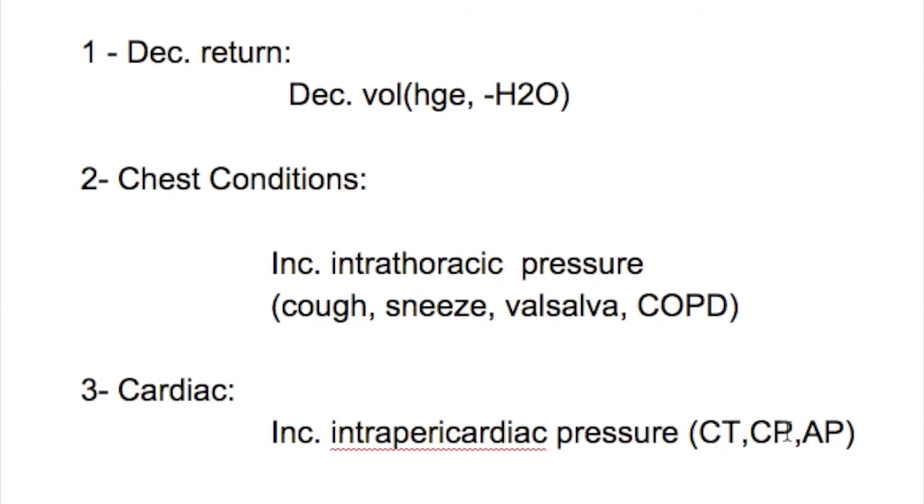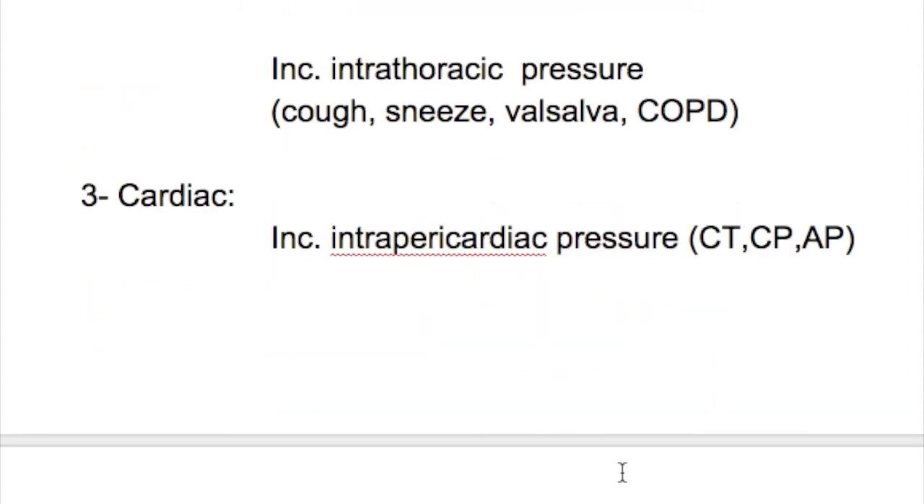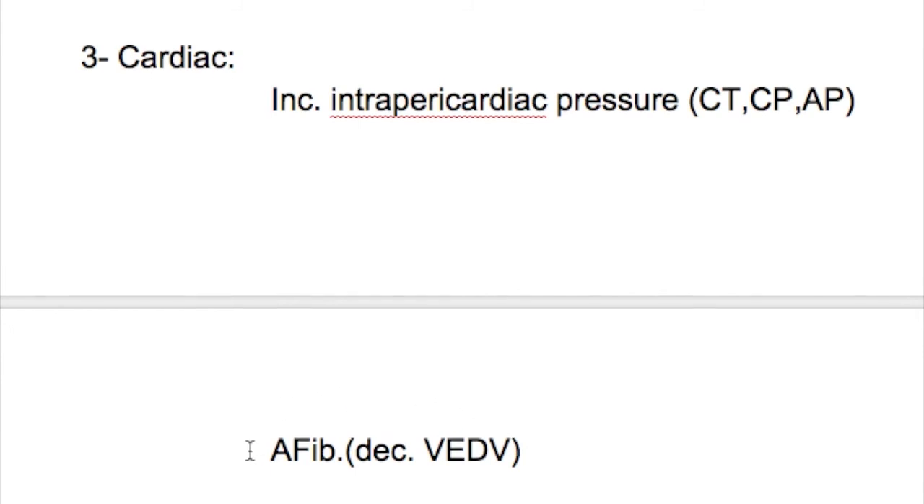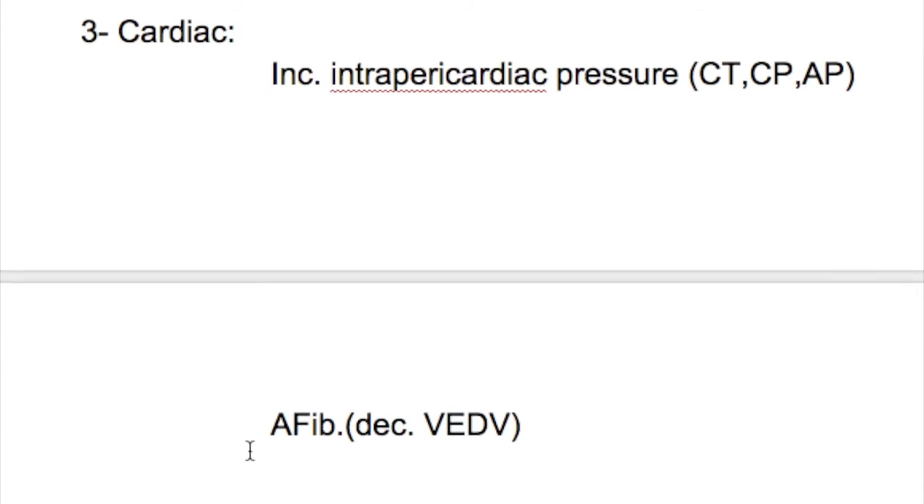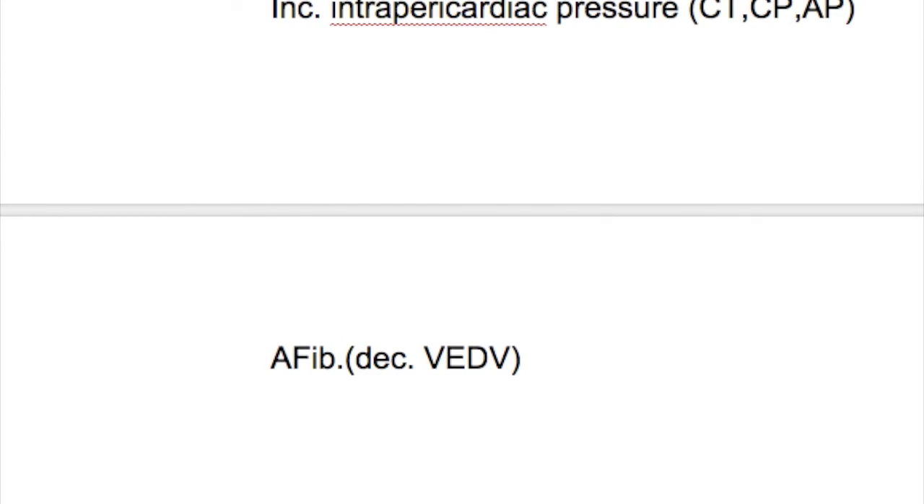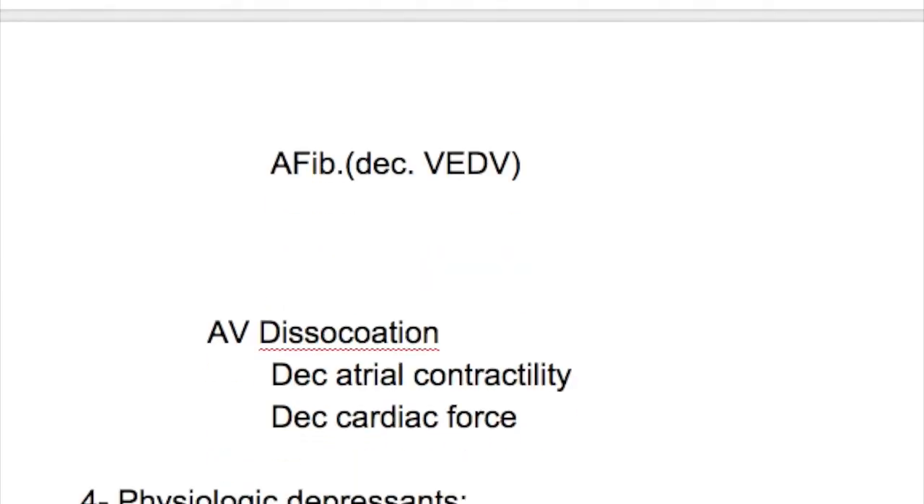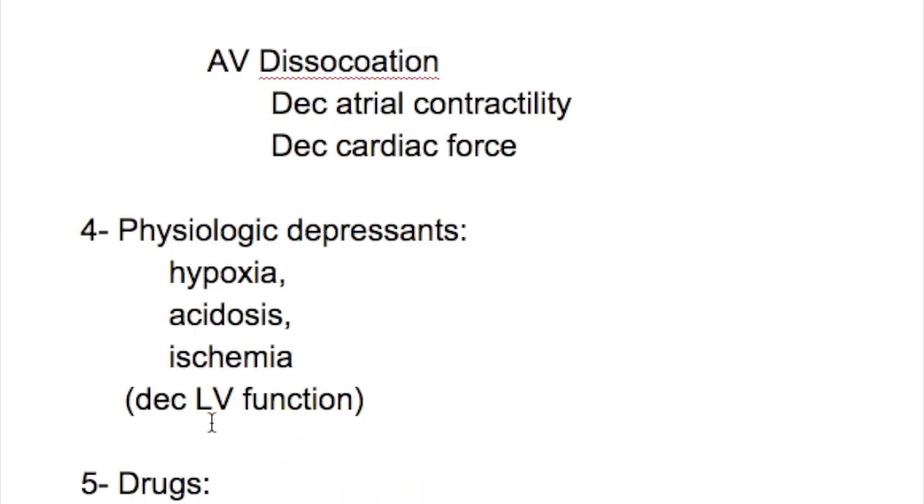The cardiac conditions that decrease the end diastolic volume or the workload are increased intrapericardial pressure, cardiac tamponade, constrictive pericarditis, and acute pericarditis. The other conditions are atrial fibrillation, which decreases the ventricular end diastolic volume, AV dissociation, decreased atrial contractility, and decreased cardiac flow. Physical depressants that decrease the end diastolic volume or the workload are hypoxia, acidosis, and ischemia.